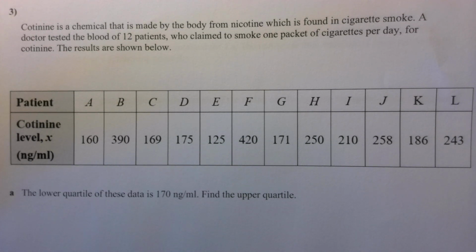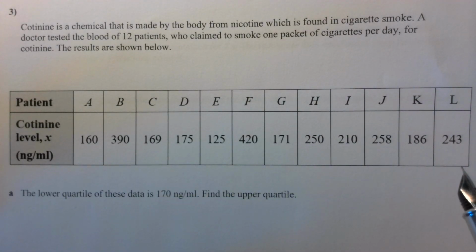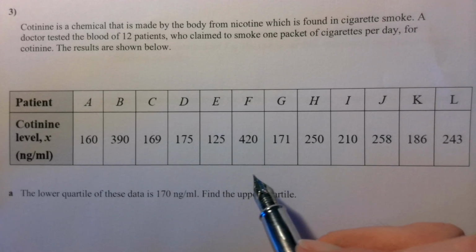Right, so sorting out data and finding your measures of spread and your lower quartiles and upper quartiles. When you've just got a small number of things here, you want to make sure you don't make a silly mistake. It's just 2 marks here. It's easy if you take your time.